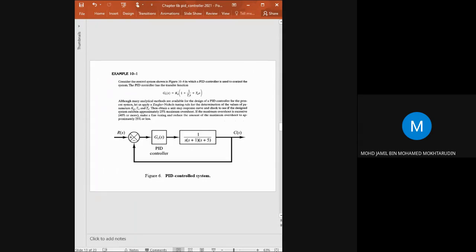Okay, let's look at an example of PID, Ziegler-Nichols second method tuning rules. Consider the control system shown in figure 10.6, in which a PID controller is used to control the system. The PID controller has the transfer function given here. Let us apply the Ziegler-Nichols tuning rule to obtain Kp, Ti, and Td. Then obtain a unit step response curve.